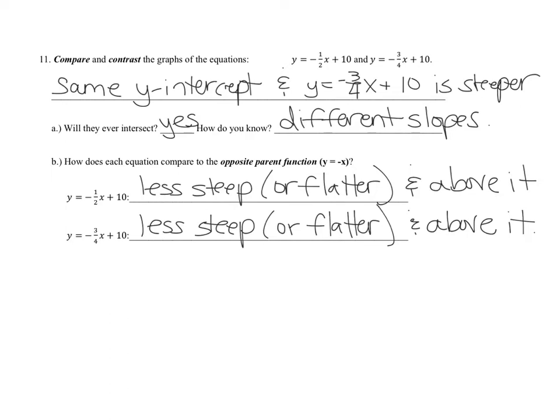Now here, comparing to the opposite parent function, remember the slope here is negative 1. The absolute value of negative 1 is 1. So when you're comparing the slopes, we're thinking of the absolute values of them. So, reminder that a slope of positive 1 and a slope of negative 1 are the same steepness. They're just going in opposite directions. So here, both of these are going to be less steep because 1/2 and 3/4 are smaller than 1. And then they're going to be above the parent function because the y-intercepts are 10.